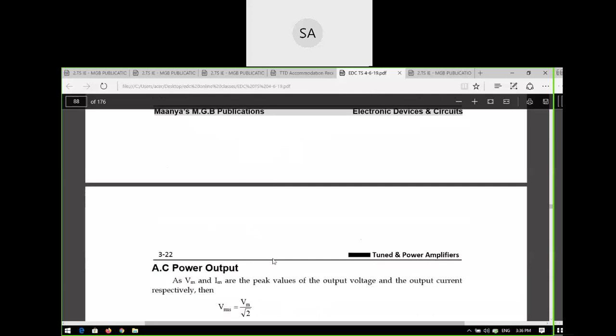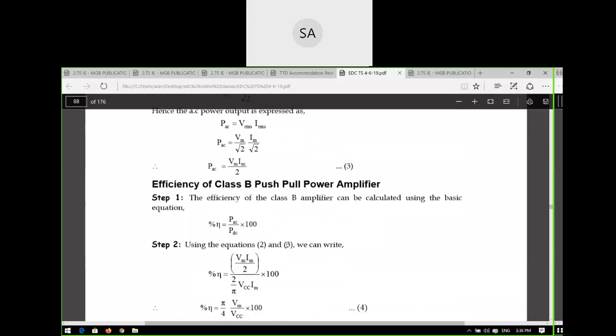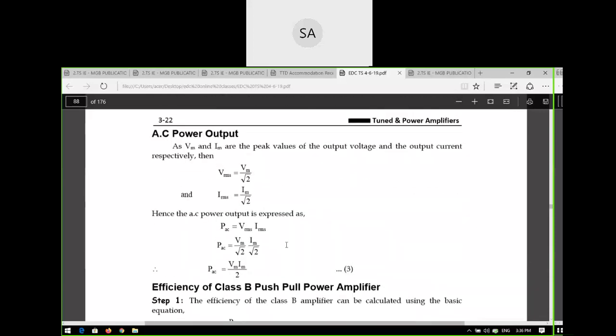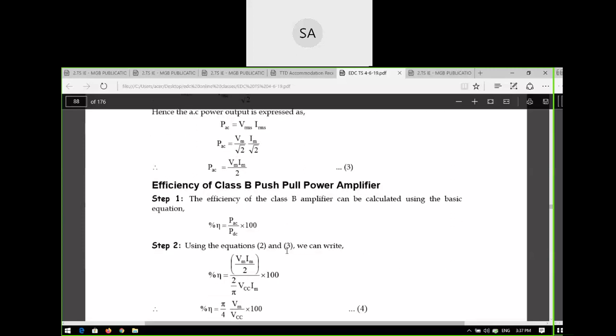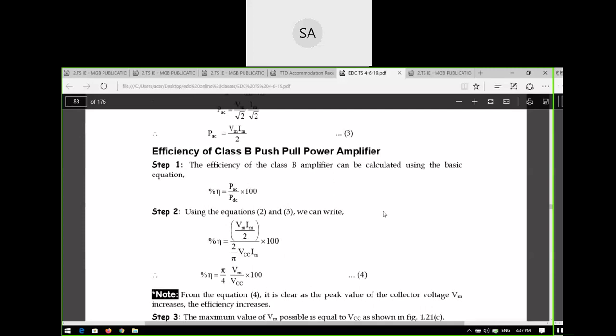So what is the AC power output? VRMS into IRMS. So VM by root 2 into IM by root 2. So what will happen? VM into IM by 2. So the overall output of the class B push-pull power amplifier is PAC by PDC. What is PAC by PDC? PAC is VM IM by 2 divided by 2 into VCC into IM. So what will happen? Pi by 4 into VM by VCC.